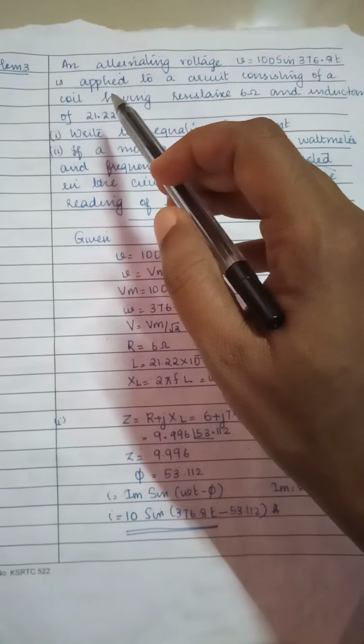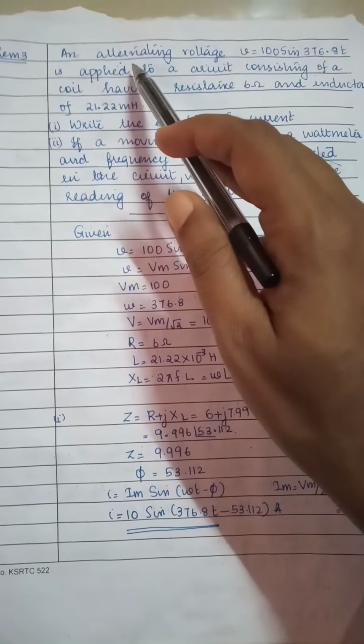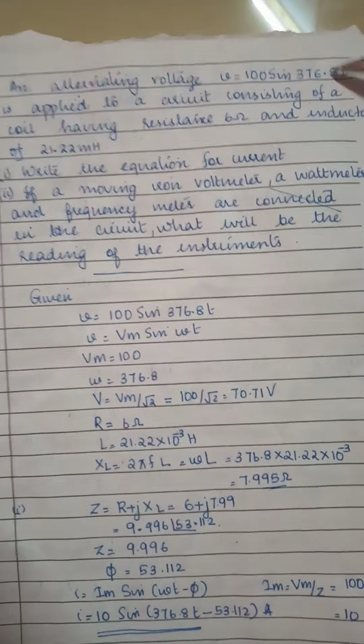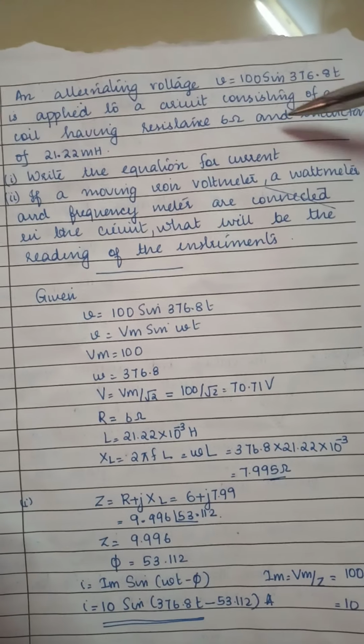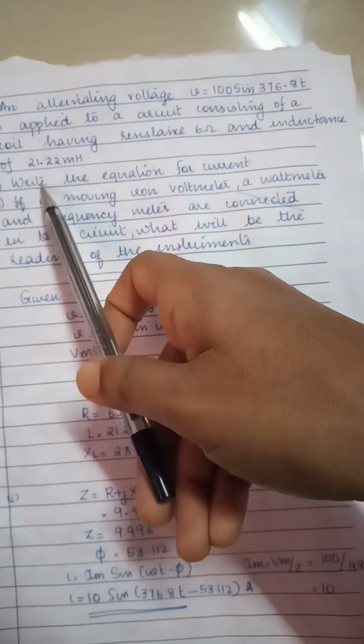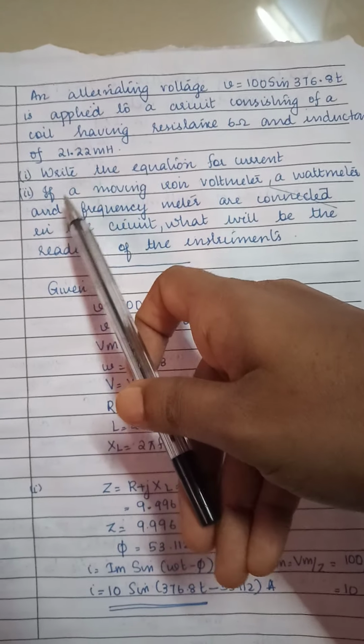Hi, these are the continuation of the problems of RL series circuit. See this question. An alternating voltage V equal to 100 sin 376.8t is applied to a circuit consisting of a coil having resistance 6 ohm and inductance of 21.22 millihenry.